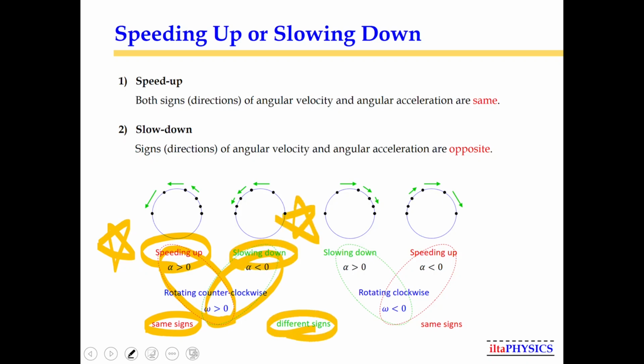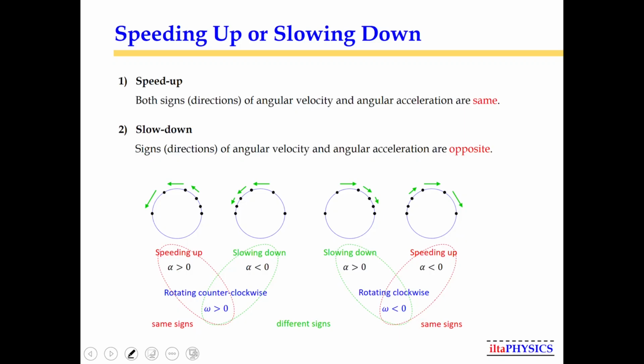By the same logic, let's look at an object spinning clockwise. The third and fourth graphs represent this, which we know because the sign of the angular velocity is negative. In the third case, the signs are different, so it's slowing down. In the fourth case, the signs are the same, so the rotation is speeding up.